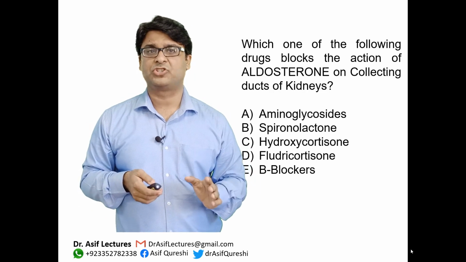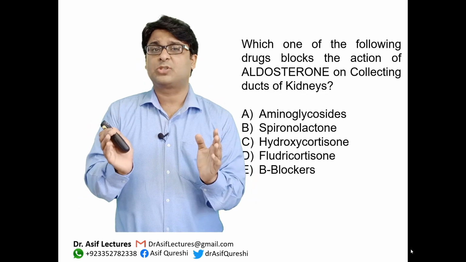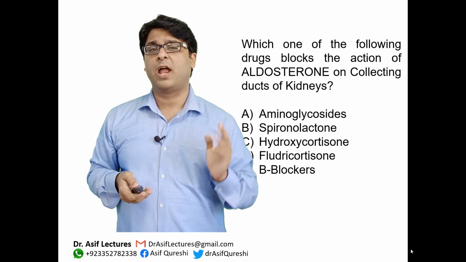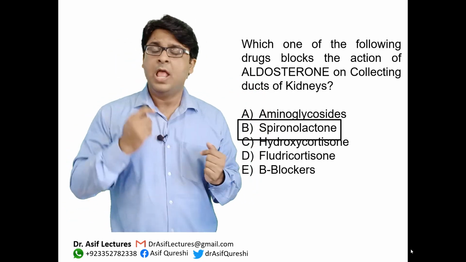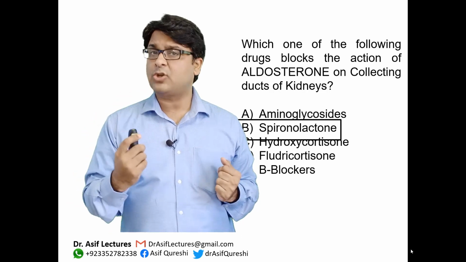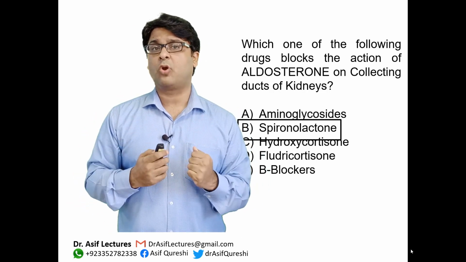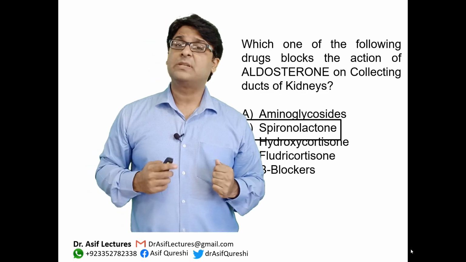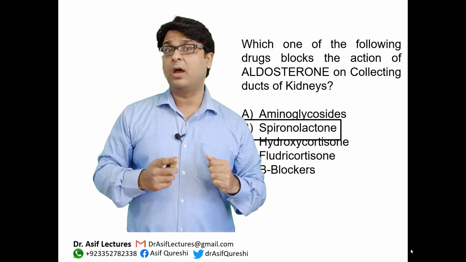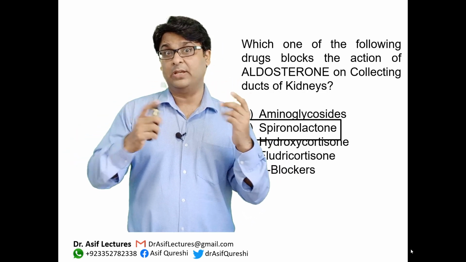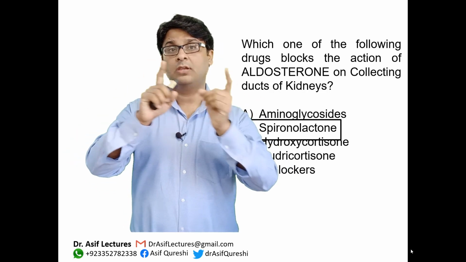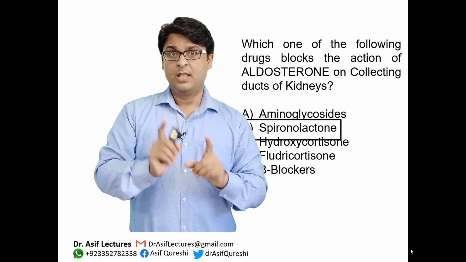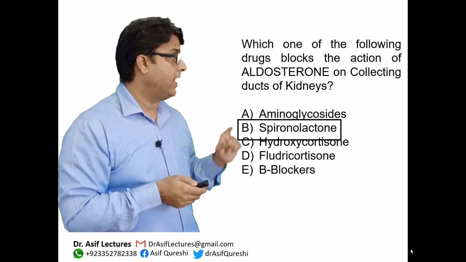Pretty straightforward, simple question. Pharmacology students love this question. Options are aminoglycosides, spironolactone. Guys, you know this. This is spironolactone. I told you in the lecture that spironolactone blocks the action of aldosterone on the collecting ducts of the kidney. You remember that? On the principal cells and the intercalated cells, where aldosterone's main function happens: throwing out potassium, throwing out hydrogen, reabsorbing sodium, reabsorbing water. So that action is blocked by spironolactone, okay?